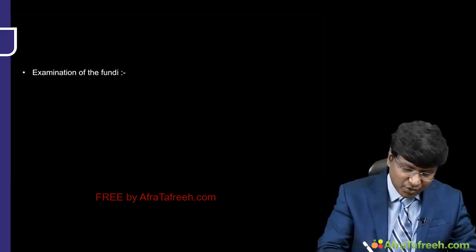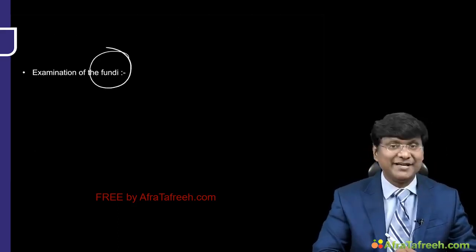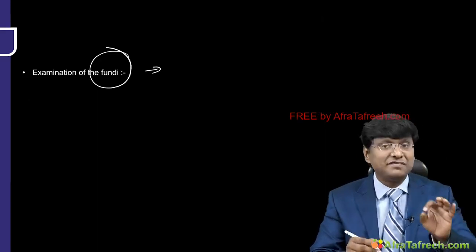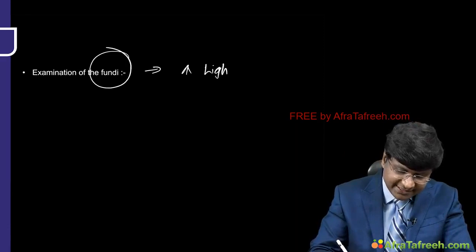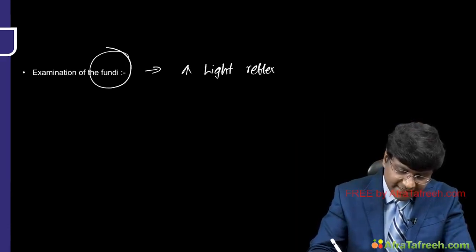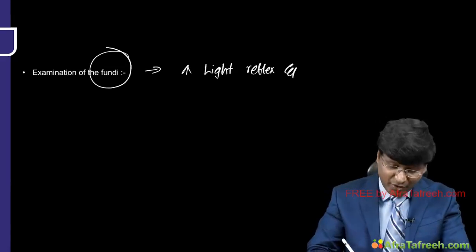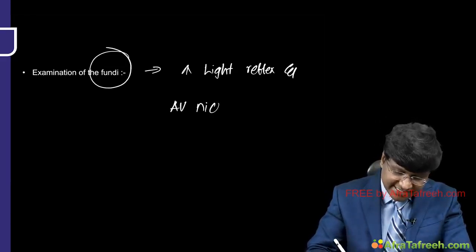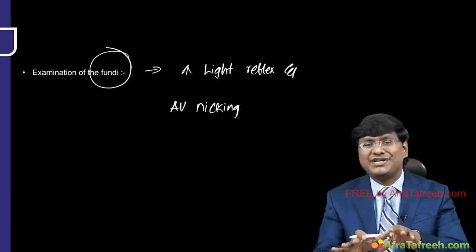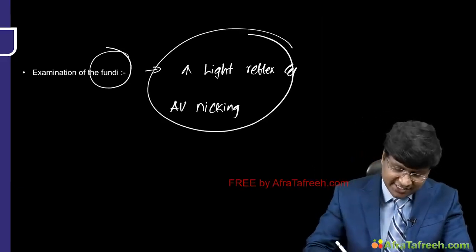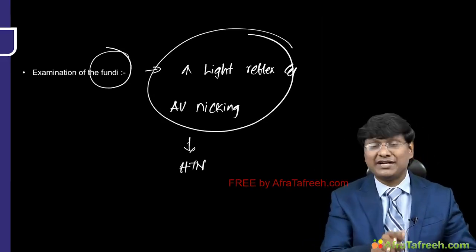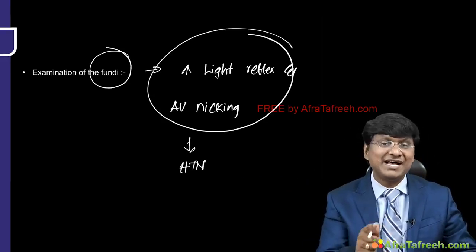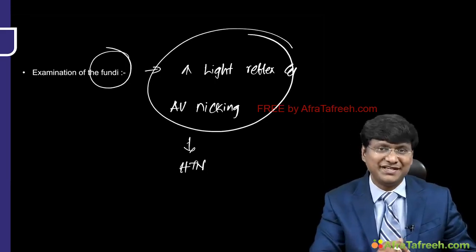And at the same time, you also need to examine the fundi. Why? The examination of the fundus will reveal the presence of increased light reflex, and there will also be arteriovenous nicking. When will you have these changes in the fundi? You will have these changes if there is presence of hypertension. And hypertension is also one of the risk factors for the development of ischemic heart disease. How? By causing left ventricular hypertrophy, right? Thereby myocardial oxygen demand is increased, right?